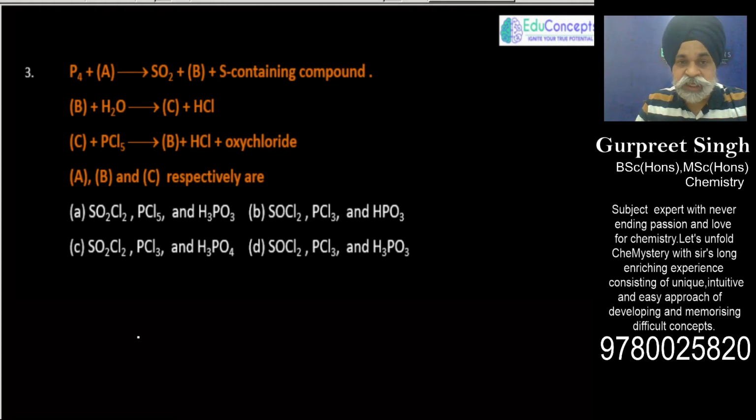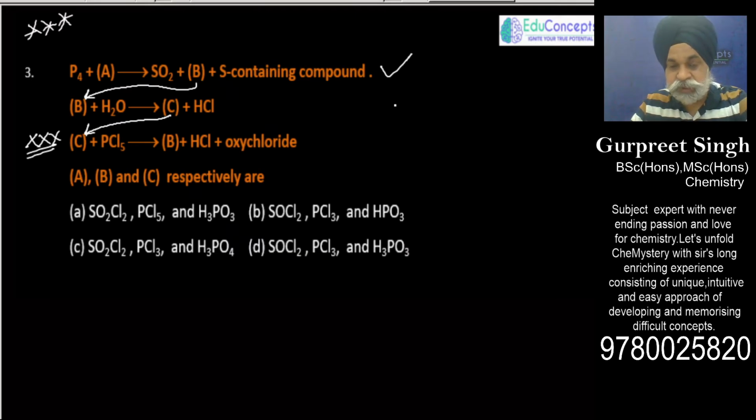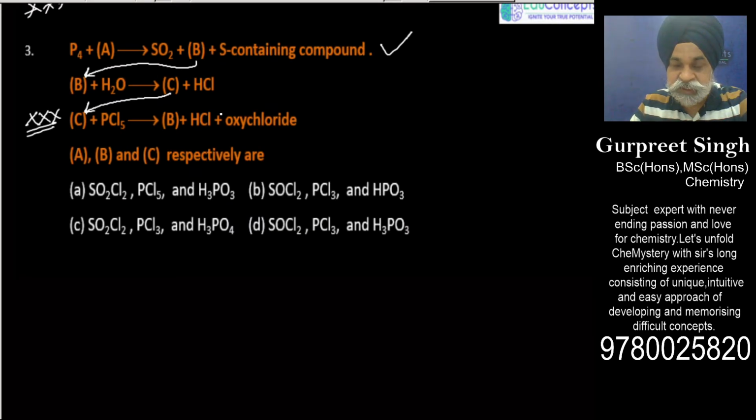So this is again a very important question. What is being asked: phosphorus is being treated with A, and SO2 gas is produced along with B, a sulfur containing compound, and this B on hydrolysis gives C. And this reaction, I would say, is the trickiest of all: this C reacts with PCl5 to give you B back. This is very interesting. Many of these reactions are typically taken from the NCERT and are asked in such a way that it becomes very confusing.